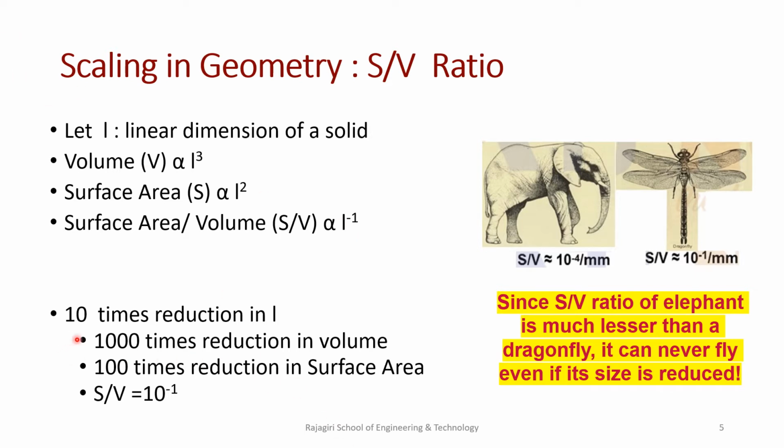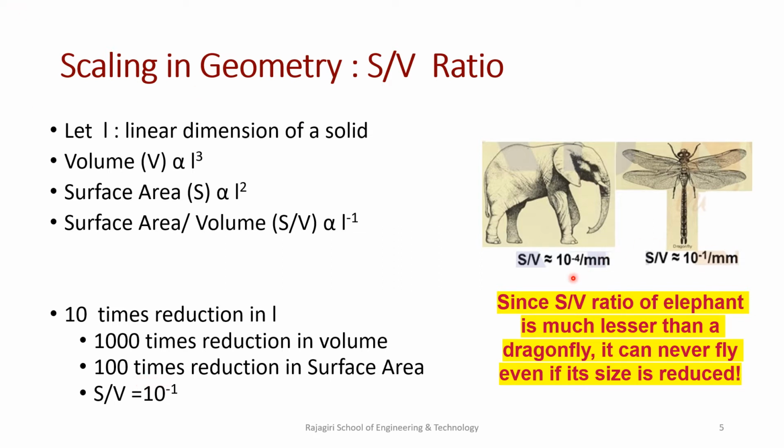From this, it can be inferred that if we reduce the linear dimension of the solid by 10 times, that is, L is reduced to L by 10, then the volume gets reduced by 1000 times and the surface area gets reduced by 100 times.